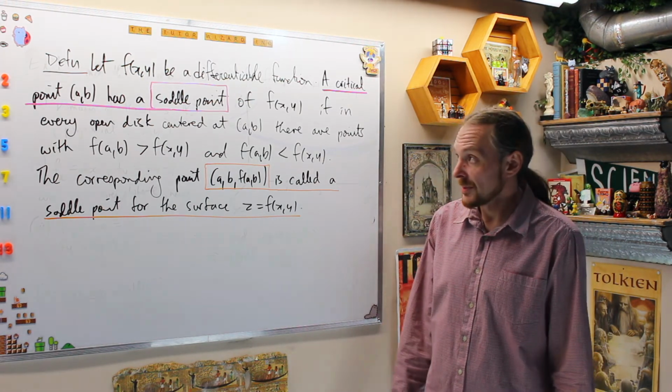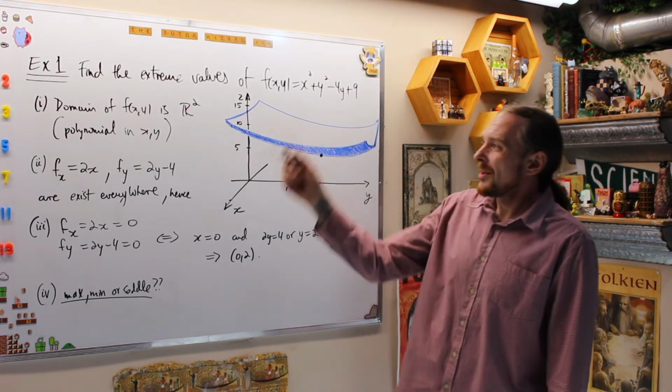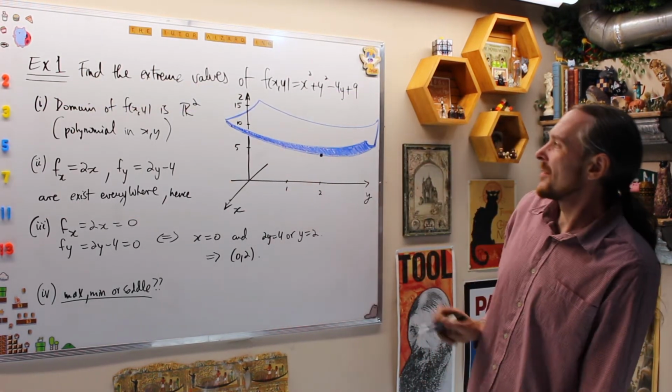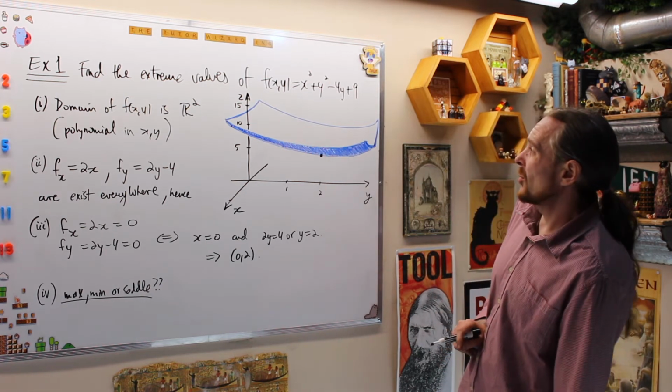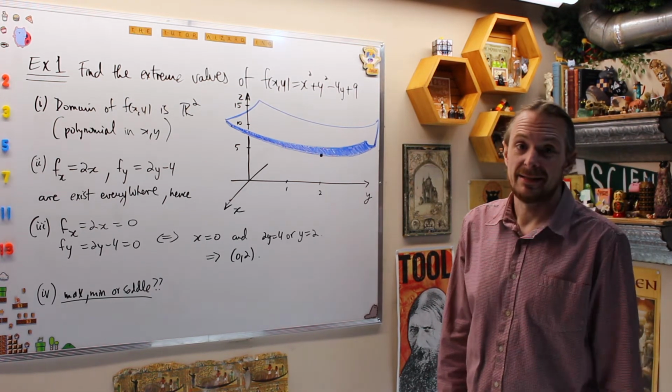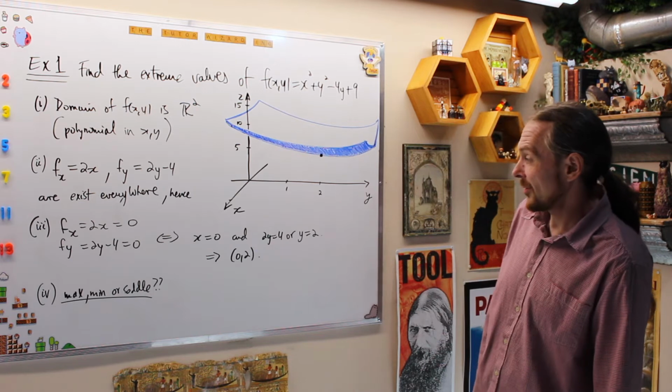Let's do an example of that specifically. All right, example 1. We're going to find the extreme values for this polynomial of two variables, x squared plus y squared minus 4y plus 9. I feel a completion of squares coming on somewhere.